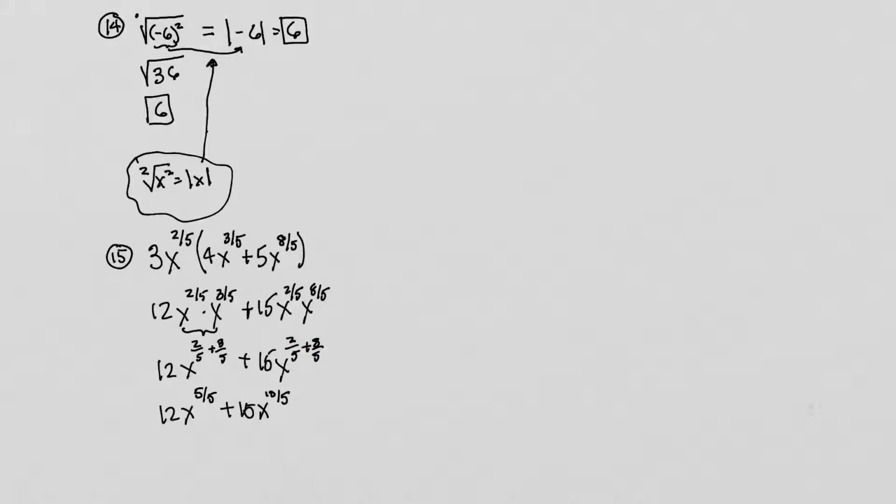We can simplify these, right? Because 5/5 is 1, so we're just going to get 12x to the 1 plus 15x to the 10 divided by 5 is a 2. And one more step here. We're not going to write this 1. Just get rid of the 1. So we're going to write this as 12x plus 15x squared.